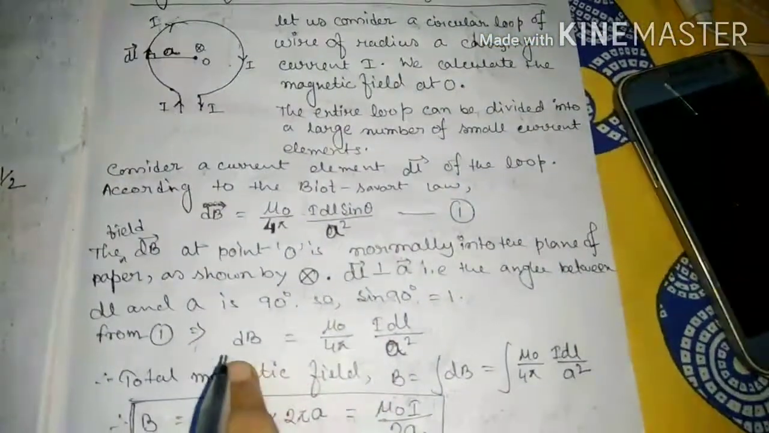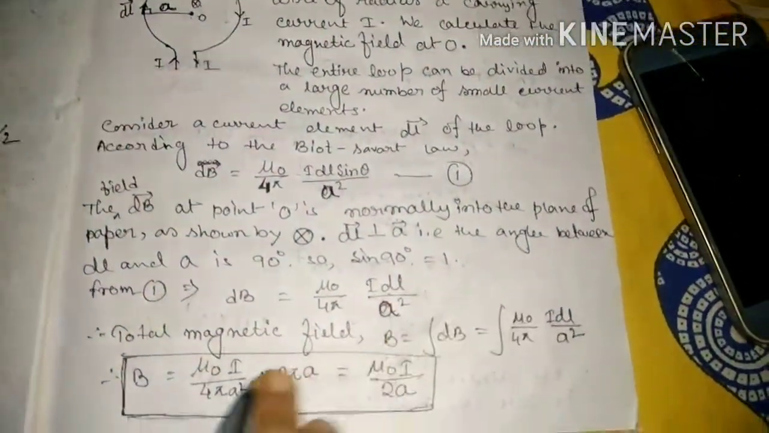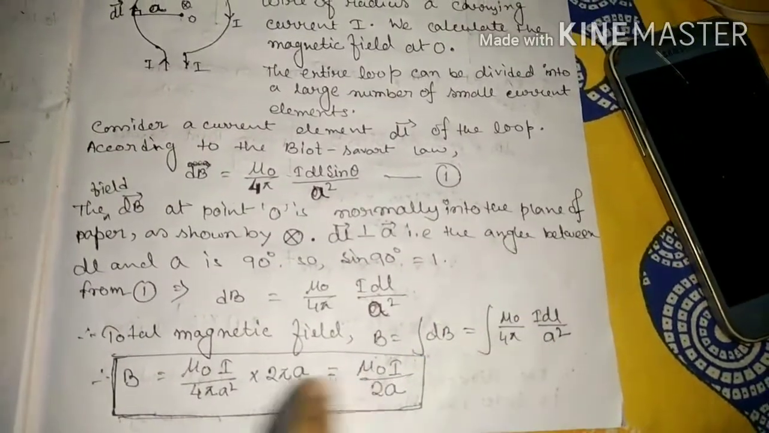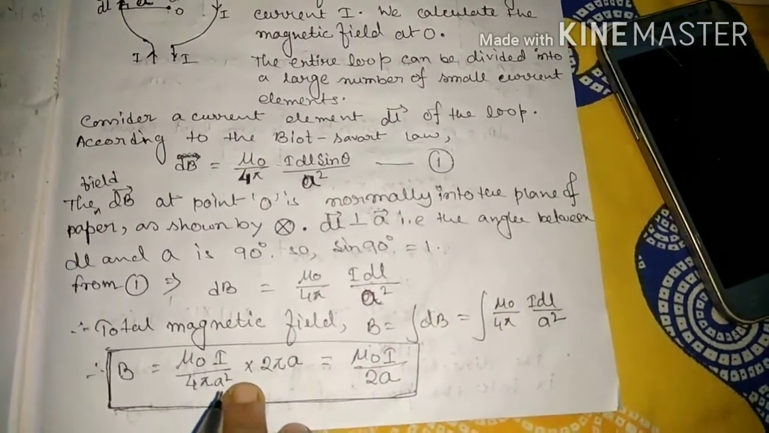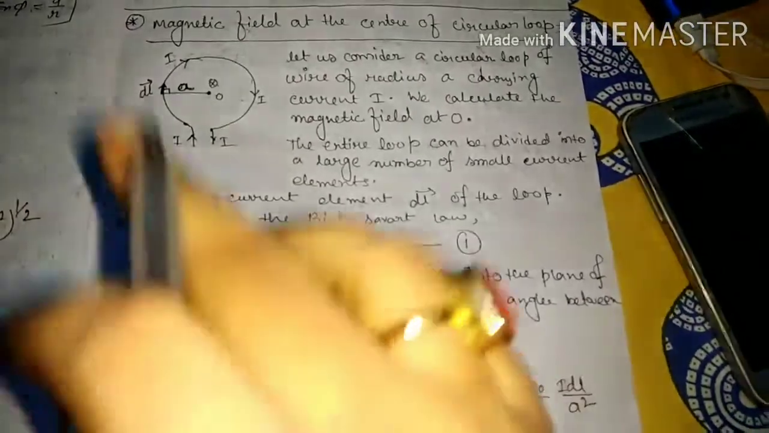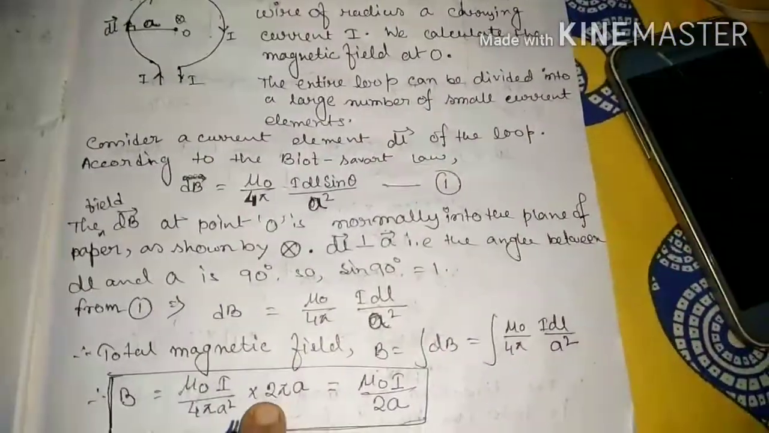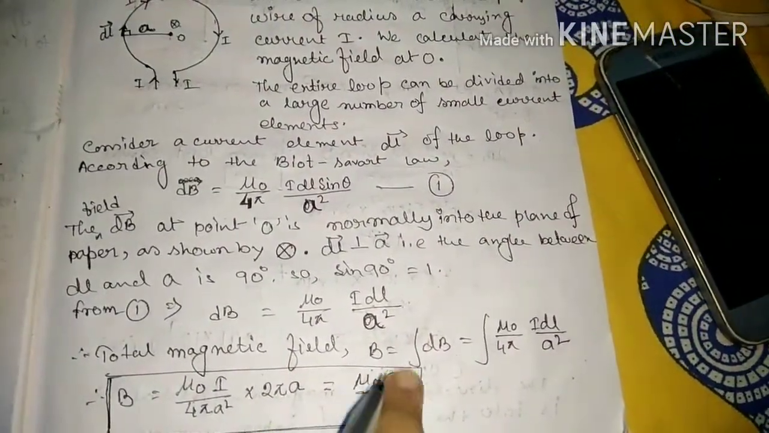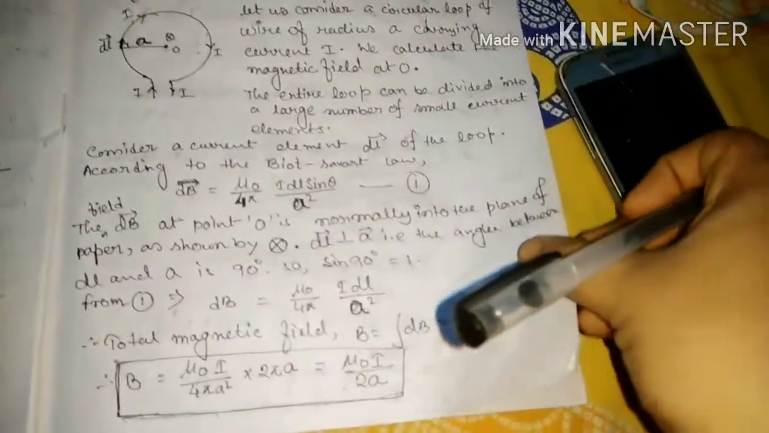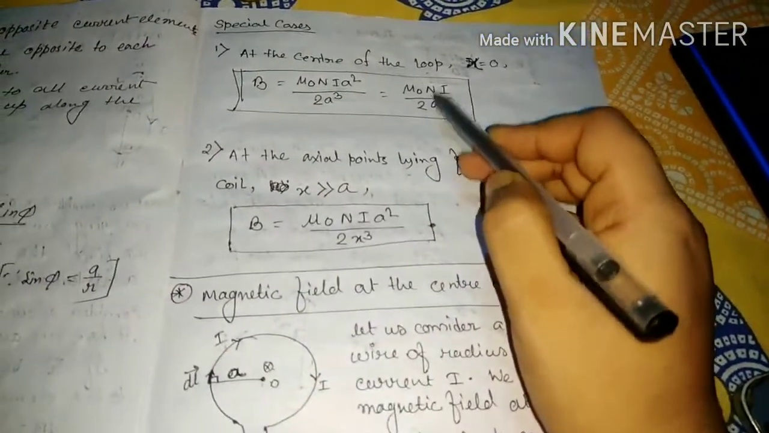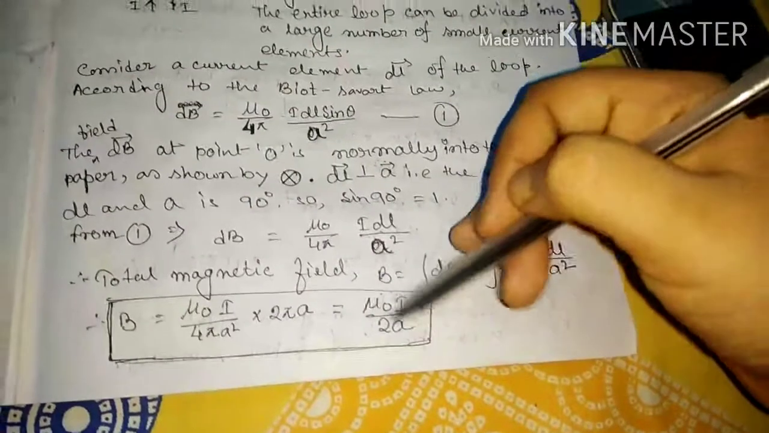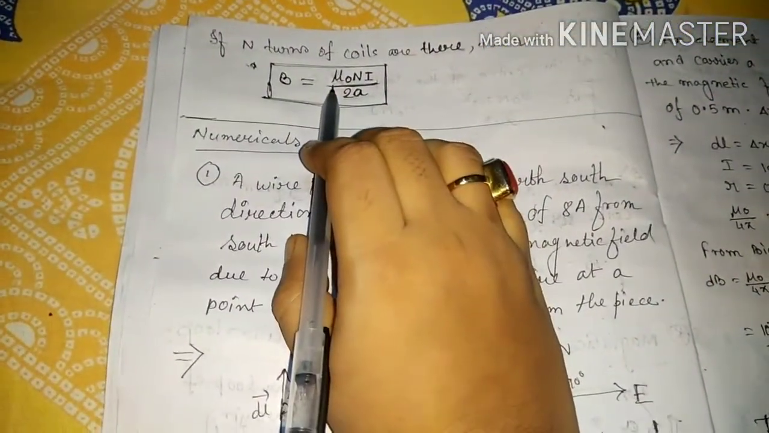So for the total magnetic field, we just integrate both sides. B equals integration of this. So mu 0 by 4 pi I, and the integral of dl means the circumference of the circular wire, that is 2 pi a. So we get mu 0 I by 2a. If n number of turns are there, then mu 0 n I by 2a. So we get the same expression here also.